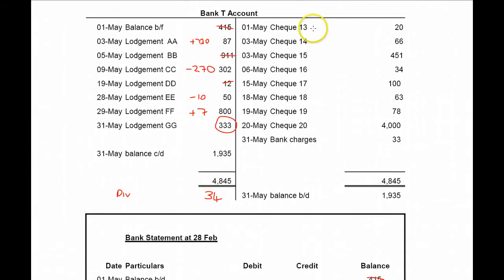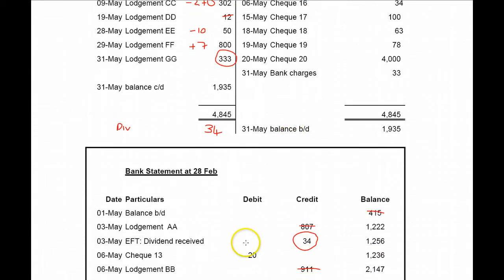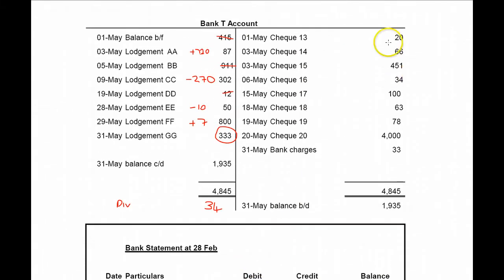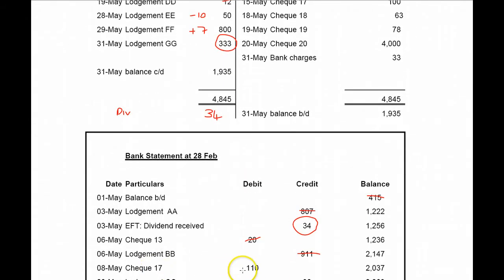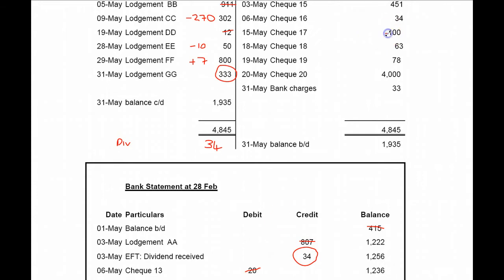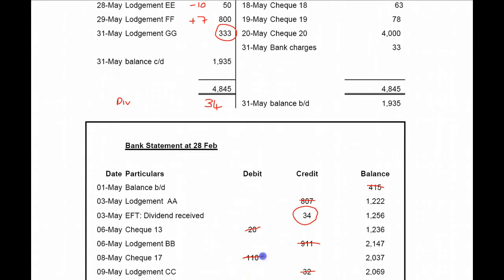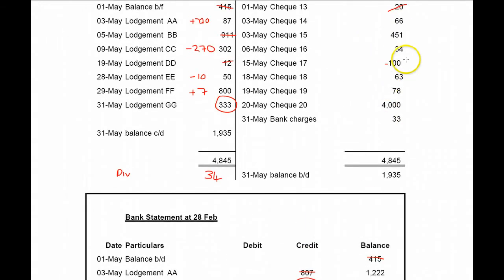Next I look at this side, checks 13, 14, 15. So the checks are here. 13 is 20. 20, they match. The next check is 17, 110 versus 100. So I'll cross it off because I'm going to correct it, and I'm going to say I need to increase that by 10.